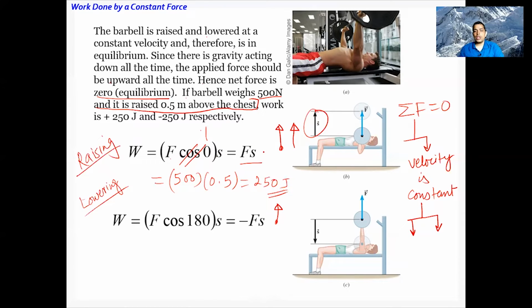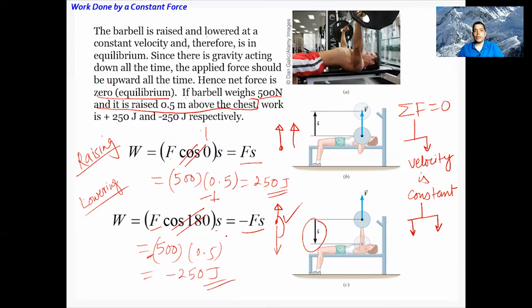Similarly, when the guy lowers the barbell, his displacement is downward, right? But he should apply the force upward. See, this is his applied force, but the displacement is downward. So what is the angle between F and S? 180, right? So cosine 180 is -1, and F times S times -1 is negative Fs. Now if we plug in the values, you get 500 times 0.5, but with a minus sign. That gives you -250 joule.